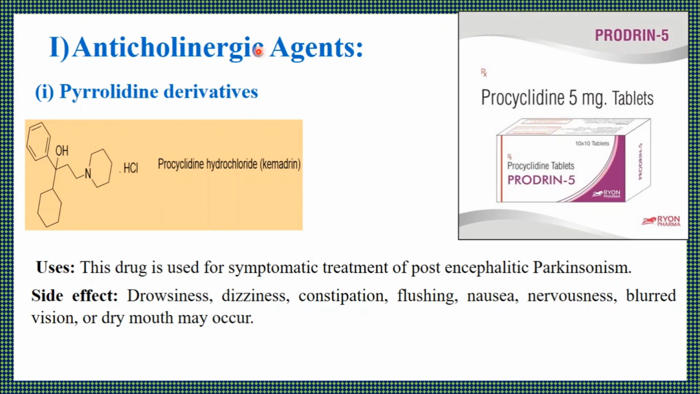So first one is anticholinergic agent. Under this anticholinergic agent, it is classified into two types. First one is pyrrolidine derivative. This is the example of that pyrrolidine derivative, and the example is procyclidine hydrochloride. Its brand name is Kemadrin.